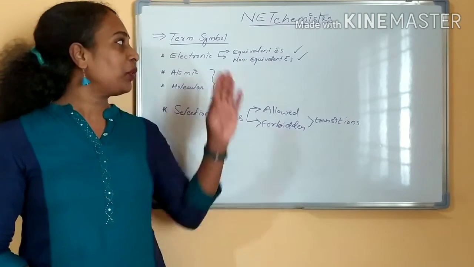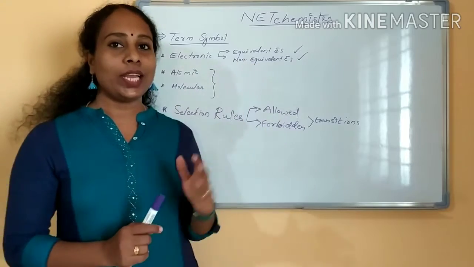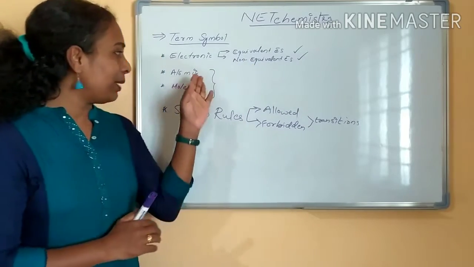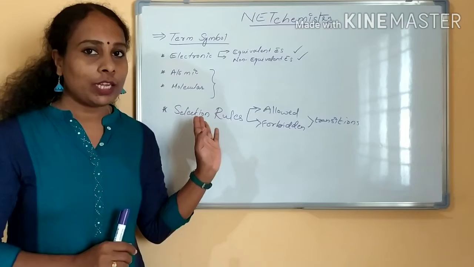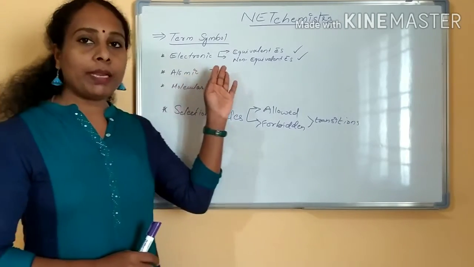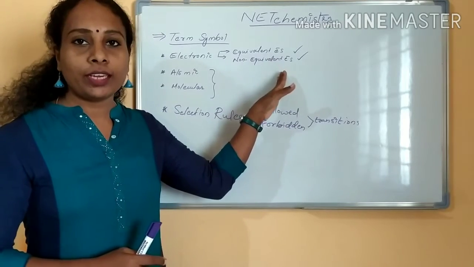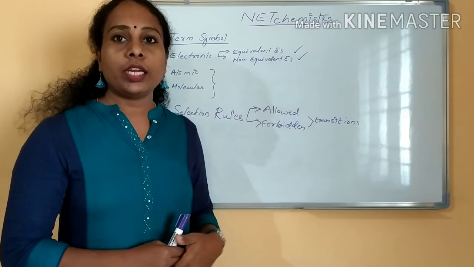We were discussing term symbol. In that we have seen electronic term symbol, equivalent and non-equivalent electrons, the remaining atomic term symbol and molecular term symbol. Then it comes to the selection rule. So I hope electronic term symbol is clear for you. You can differentiate between equivalent electrons and non-equivalent electrons.